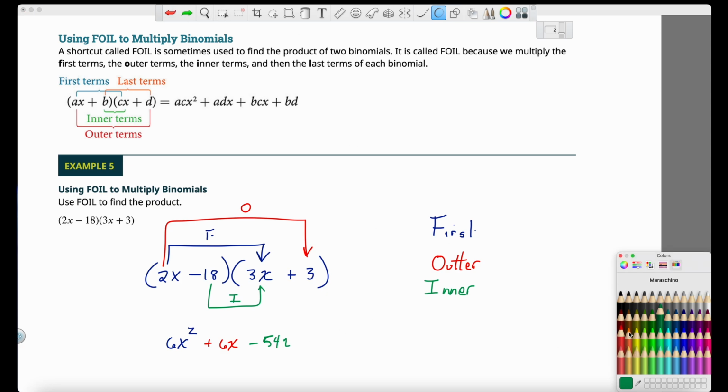Let's do a different color here. Orange for the last. And then we can add the middle terms together. 6x squared minus 48x.